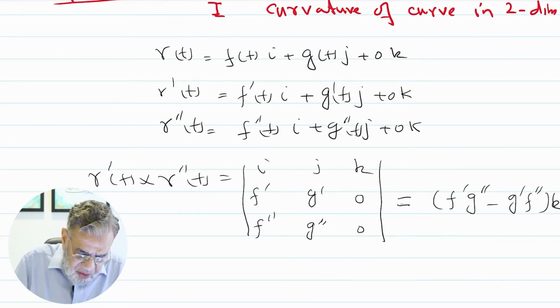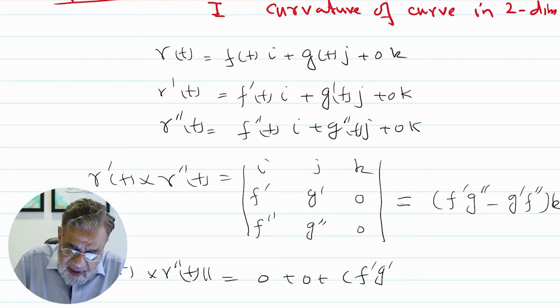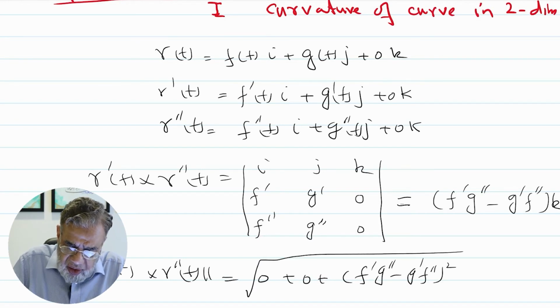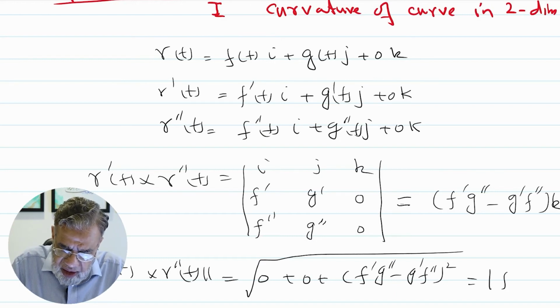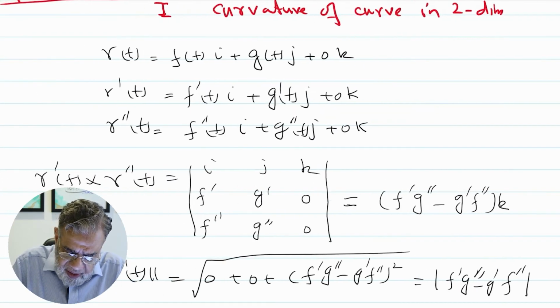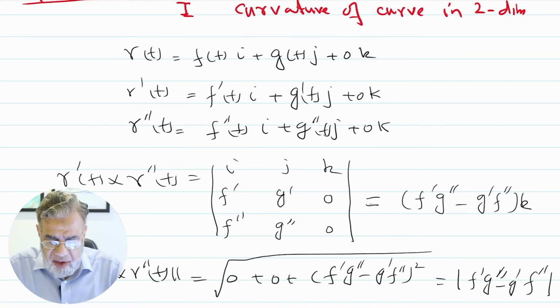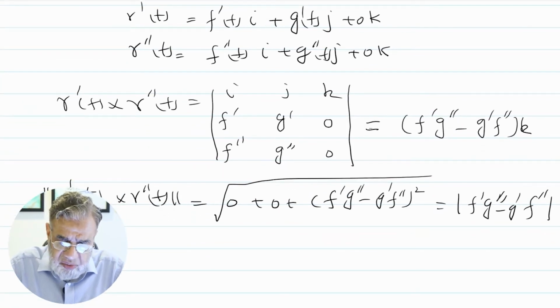When I take the magnitude of this, r'(t) cross r''(t), we have 0 plus (f'g'' minus g'f'') whole squared, whole under the root. When you simplify this, we get f'g'' minus g'f''. So this is the result we get. This value is always positive. Curvature is always positive, because we are taking the root sign. The root is always a positive value, so we keep it as positive. So this is my one value.